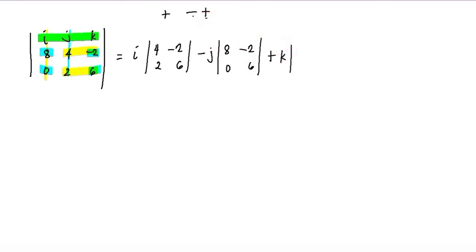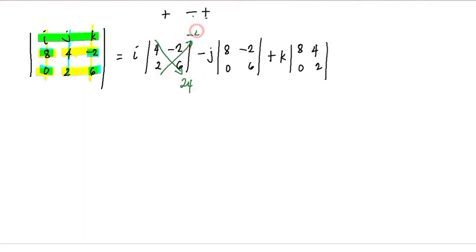Since k is in the third column, we are going to consider 8 and 0. So we have here 8, 4, 0. Then we do the cross down and the cross up. So we have here 4 times 6 is 24. 2 times negative 2 is negative 4. 8 times 6 is 48. 0 times negative 2 is 0. 8 times 2 is 16, and 0 times 4 is 0.